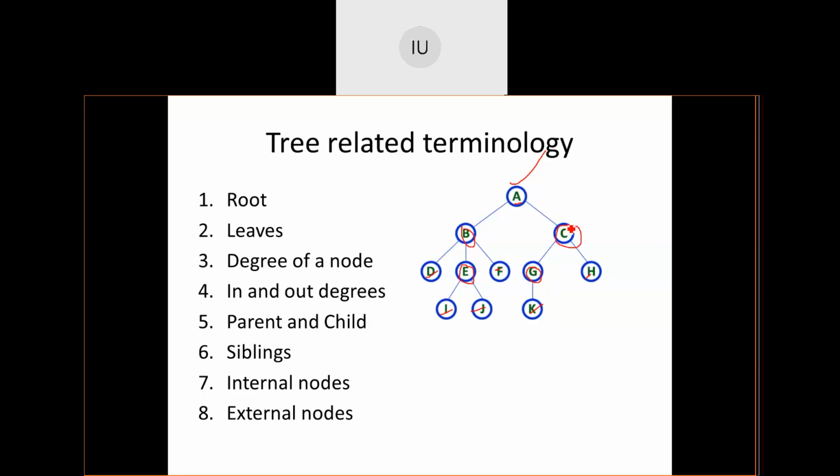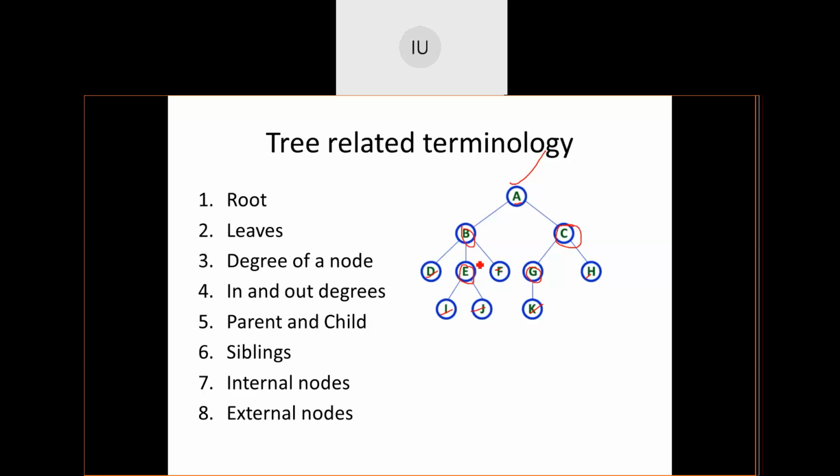Now tell me, if I take up A as a root, who all are the ancestors of A? Is there any ancestor of A? No ancestor. Ancestors are nothing but all the nodes in the path from the root to that particular node. All the nodes in the way from the root to the node X are called the ancestors of the node X.